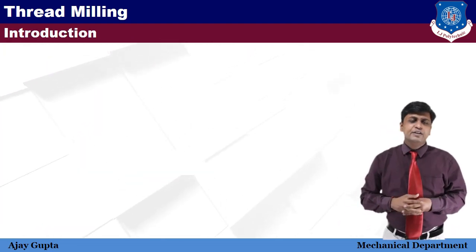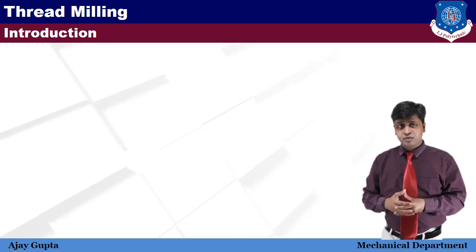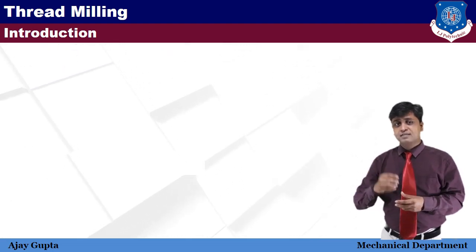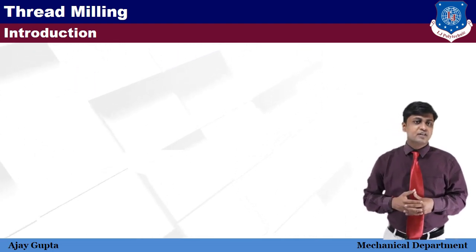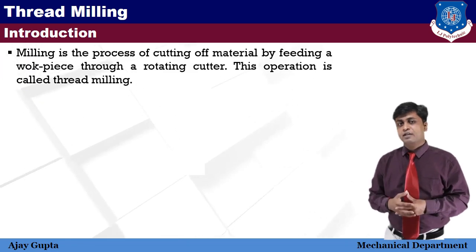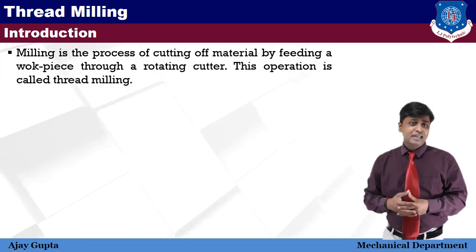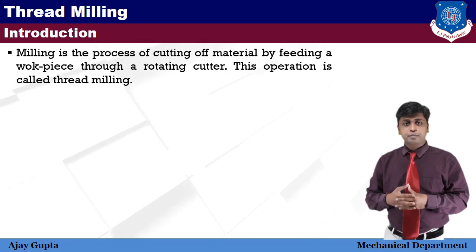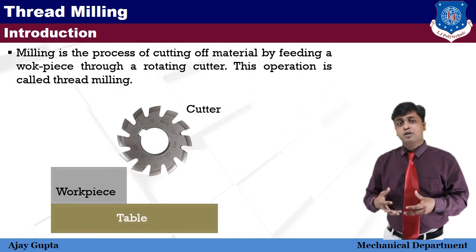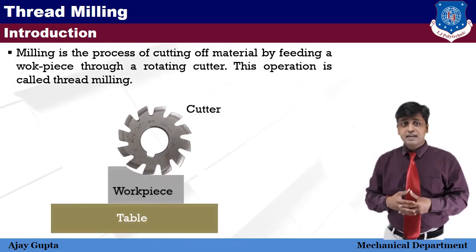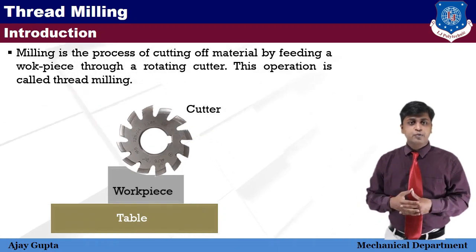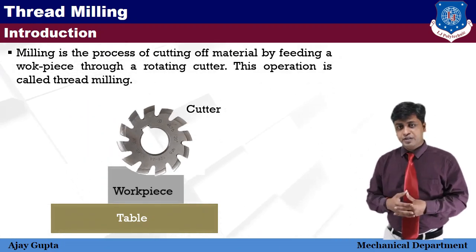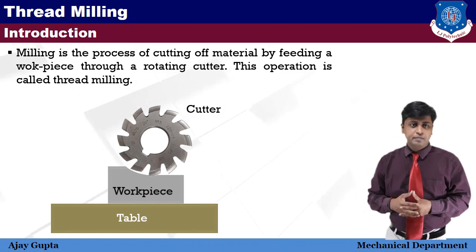So friends, let's see the introduction about thread milling. Before starting, let's say something about the thread. Threads are generally used to hold the workpiece in place. Milling is the process of cutting off material by feeding a workpiece through a rotating cutter. The threads and worms can be cut by a thread milling machine. This operation is called thread milling.